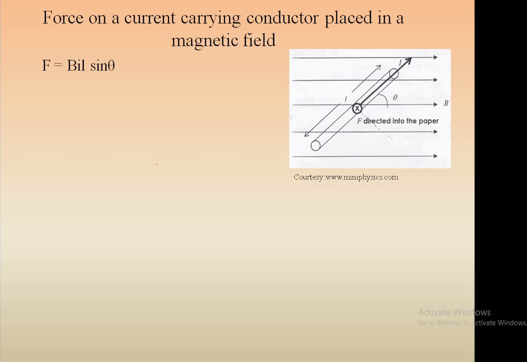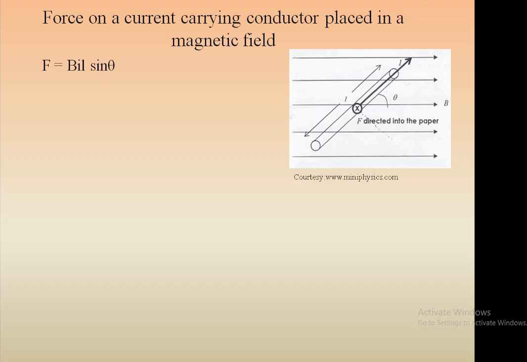Here B is the magnitude of the magnetic field, I is the current flowing through the conductor, and L is the length of the conductor. And what about theta? In the figure you can see theta is the angle between the direction of the magnetic field and the current direction. So this is the final expression. Here also we are not going into the derivation of that equation.